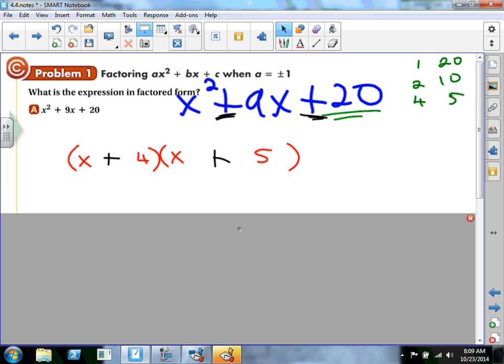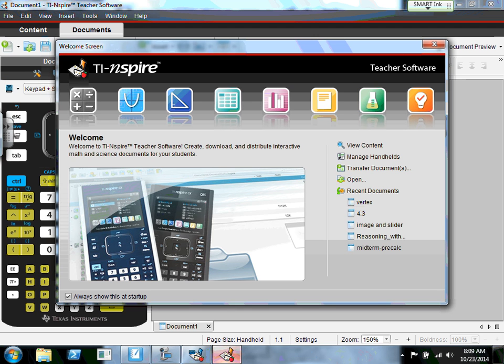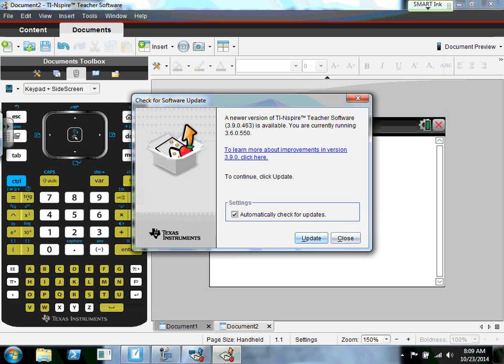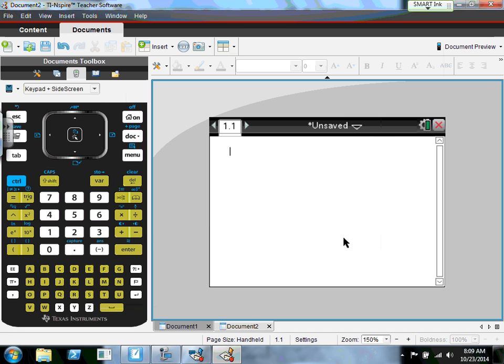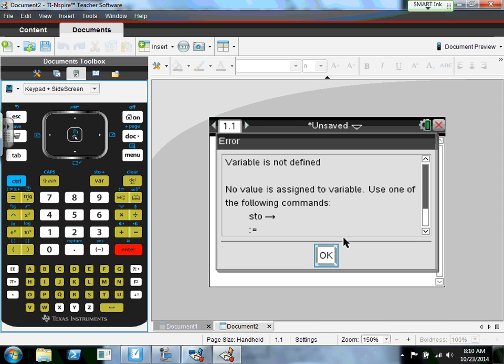Now, I did say that I would show you the difference between the TI Inspire and the TI Inspire CAS, so here it is. TI Inspire, not the CAS, but the regular Inspire. Try your hand at factoring x squared plus, what was it, plus 9x plus 20, thank you. Try to factor that for the variable x for me. Who thinks it's going to do it? Anybody think it's going to work? Enter. Variable not defined.